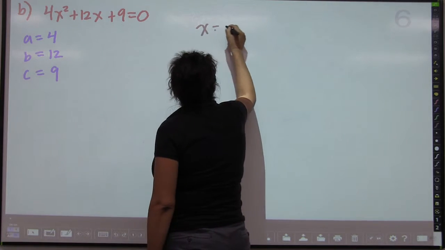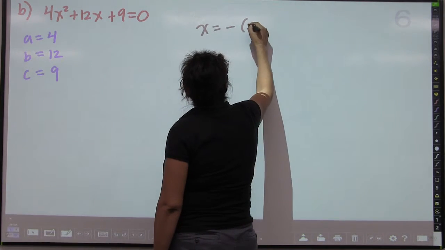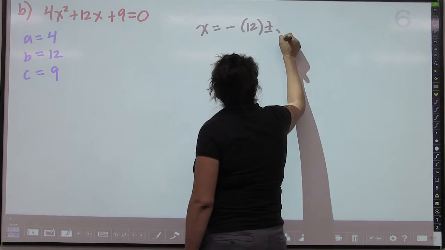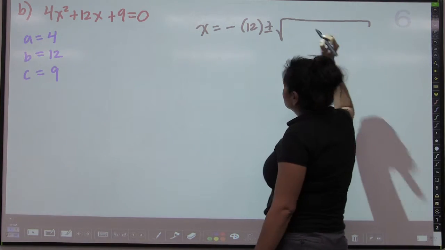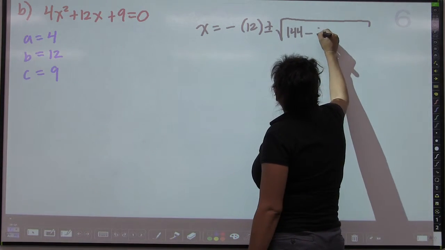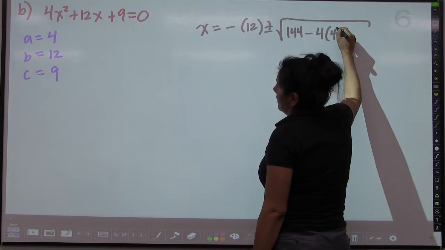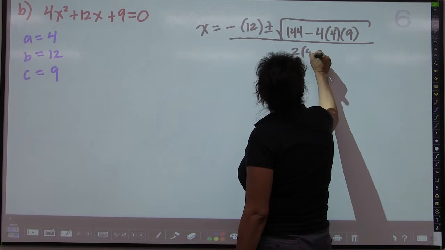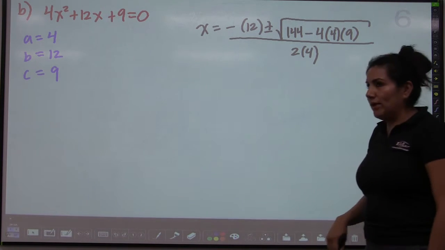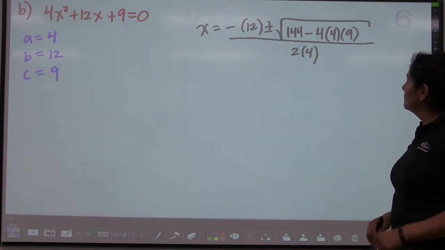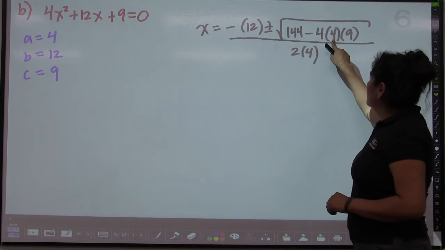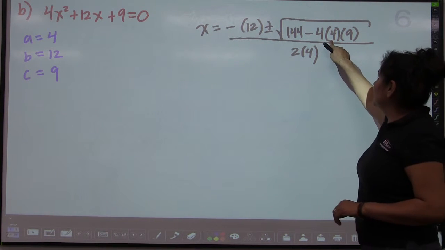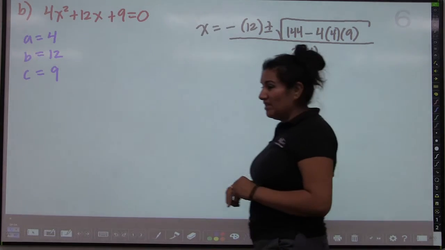Okay. Negative B plus or minus radical B squared minus 4AC, all divided by 2A. I went ahead and squared 12 already. B squared is 144. 4 times 4 is 16. And 16 times 9.